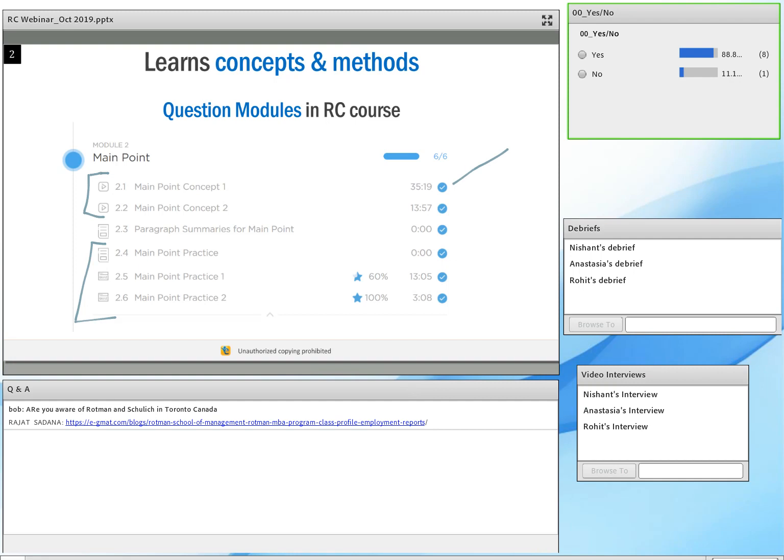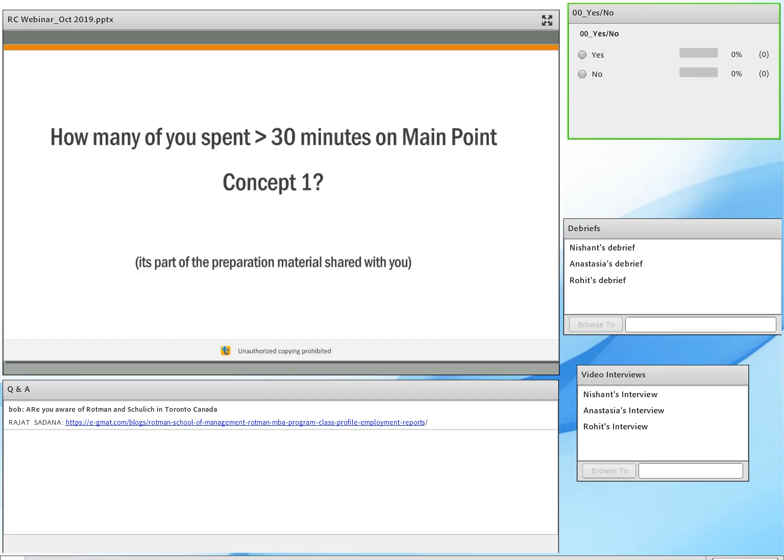Now, look at the amount of time. These are probably 10 to 15 minute, maximum 15 minute long files. But look at how much time he spent on this file. 36 minutes. He made sure that he learned everything that he needed to learn from that file. Students who are aiming for that perfection do that. They make sure that they're learning everything properly, so that they don't have gaps in their conceptual understanding towards the end. Now, these two files were shared with you as part of your preparation material. So tell me, how many of you spent more than 30 minutes on the main point concept file?